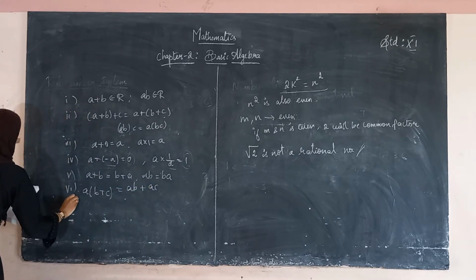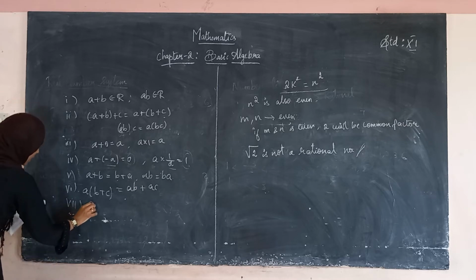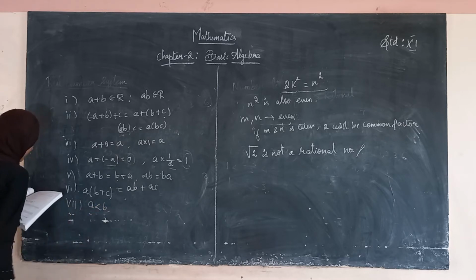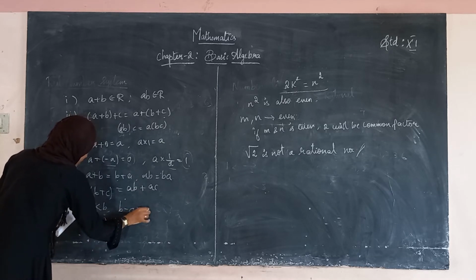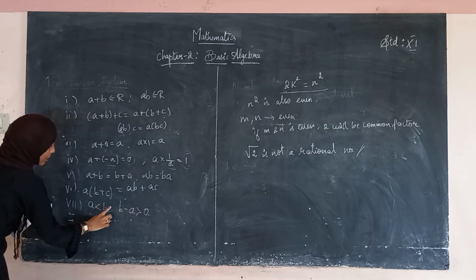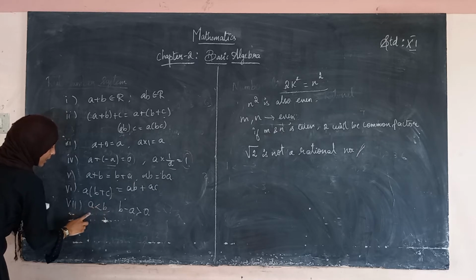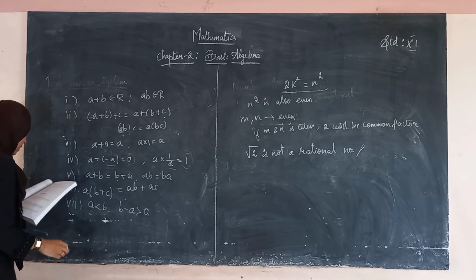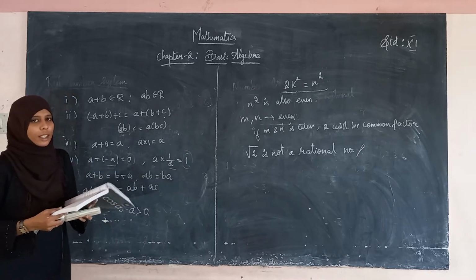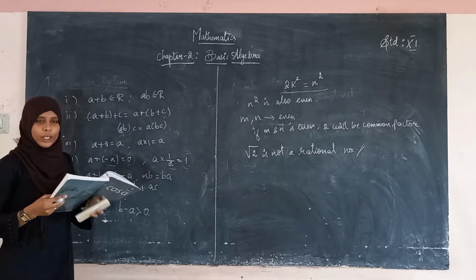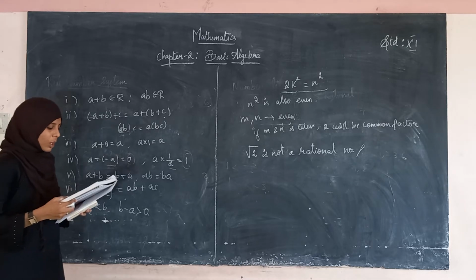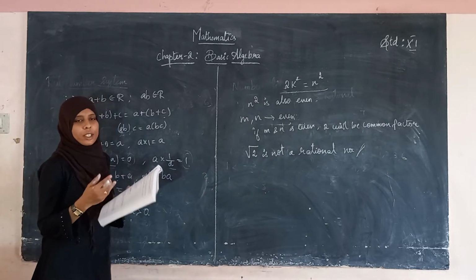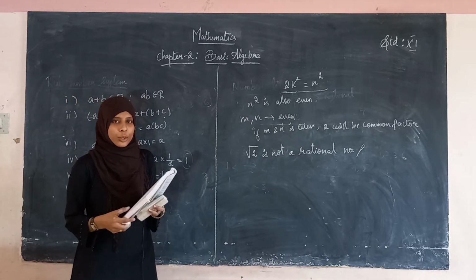Then the seventh one, see if a is less than b, then b minus a is greater than 0. Take this a to this side, it becomes b minus a greater than 0. Similarly the 8th one, if a belongs to R, a square is greater than or equal to 0. We always know that a square is greater than or equal to 0. Similarly, they have given some more properties, just go through them, they will be asked for your 1 marks.